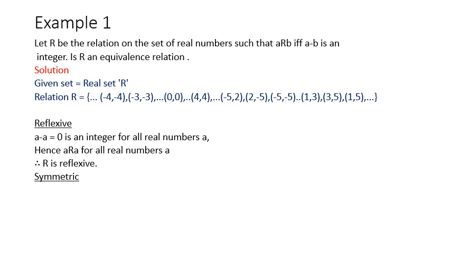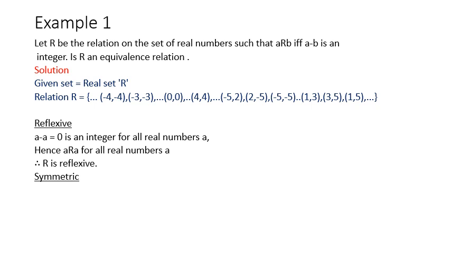Symmetric: if ordered pair (x, y) belongs to the set, then we should be able to find (y, x) also in the set. Then only we can say the relation R is symmetric. So if we take ordered pair (-5, 2), then ordered pair (2, -5) lies there. If you take ordered pair (1, 3), then you can also take (3, 1). Why? Because 1 minus 3 is -2 and 3 minus 1 is 2. So -2 and 2 are integers. So if we take (3, 5), we can also write (5, 3).